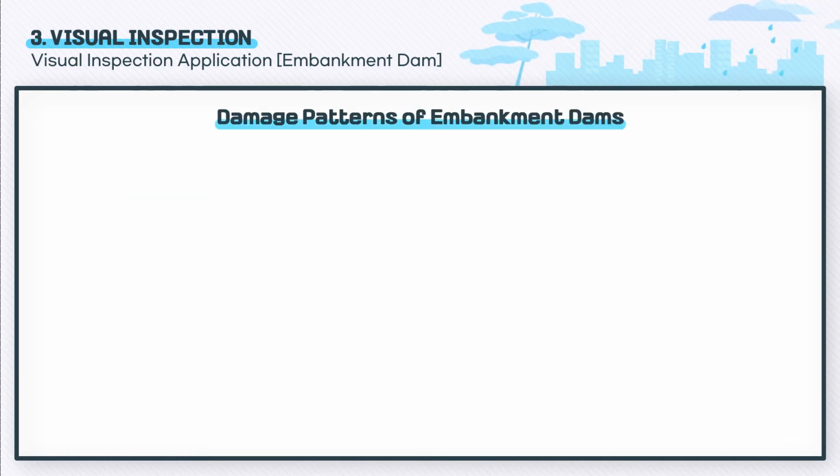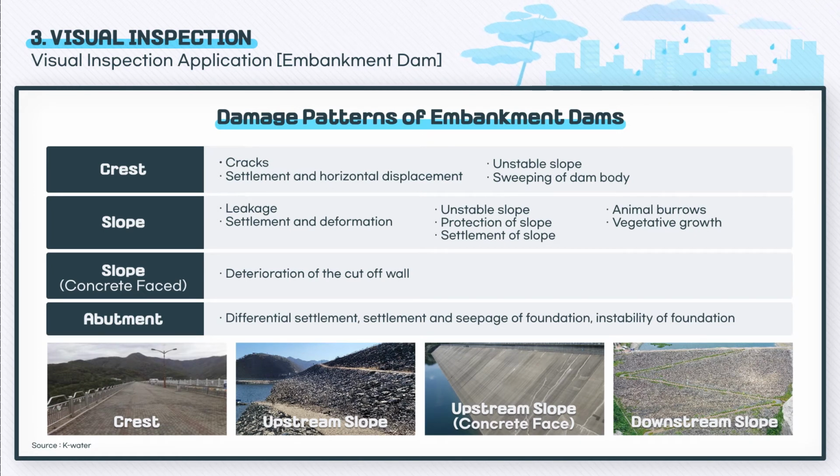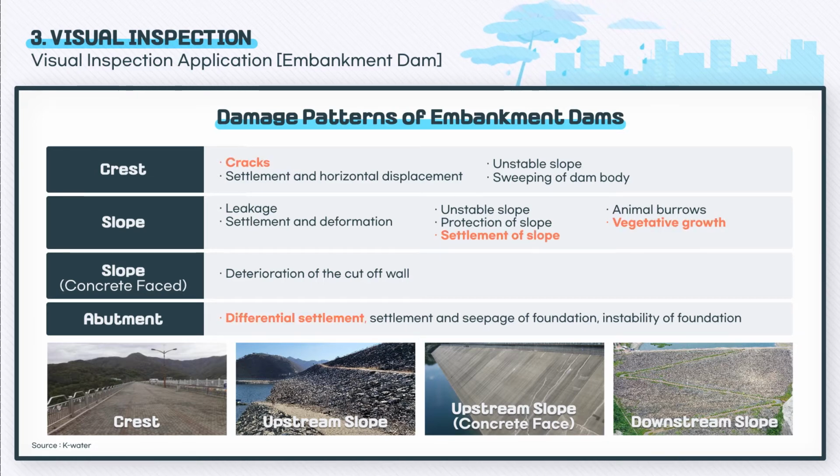For embankment dams, the type of damages that can occur varies depending on the area. For example, seepages or leakages generally occur in the downstream slope or the banks, and surface damage can be caused by wave actions in the reservoir in the upstream slope. Differential settlement, cracking, erosion, and vegetative growth, etc., can occur on all areas of the dam.